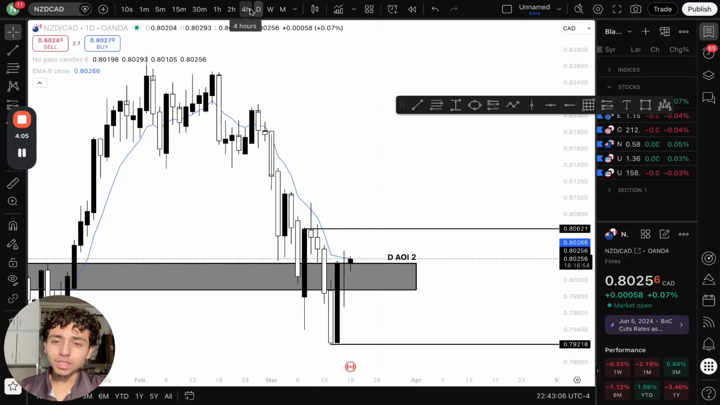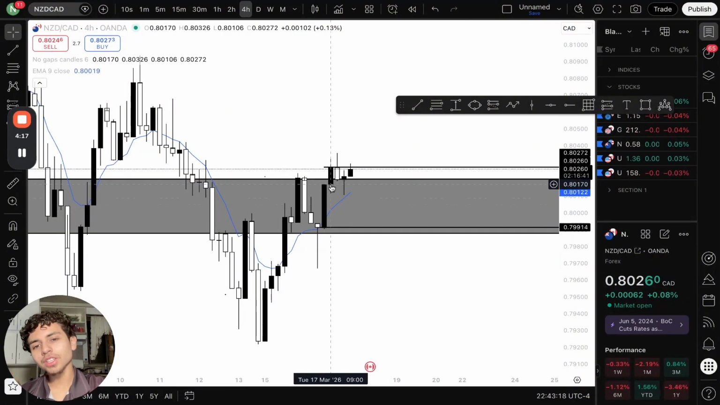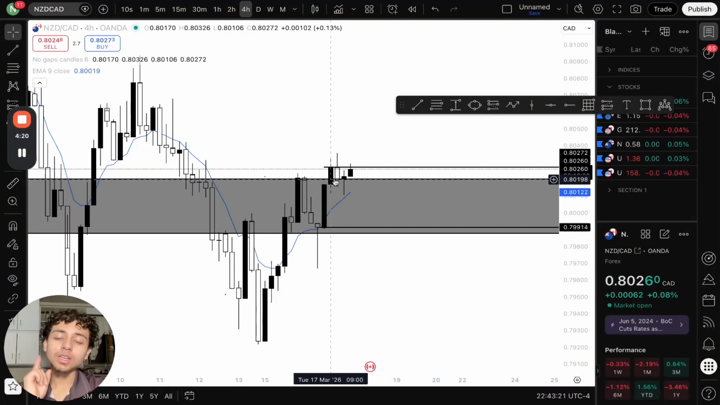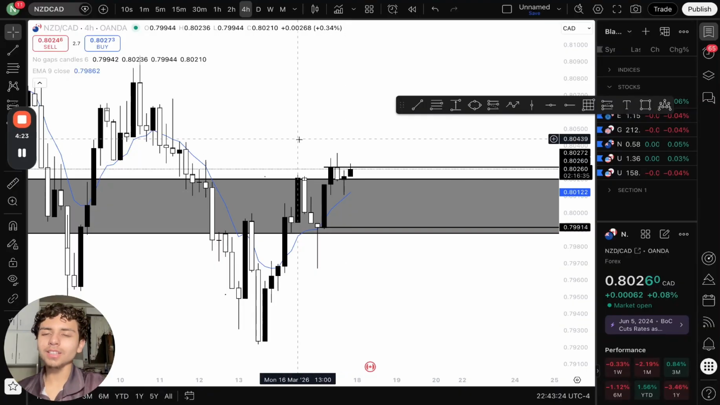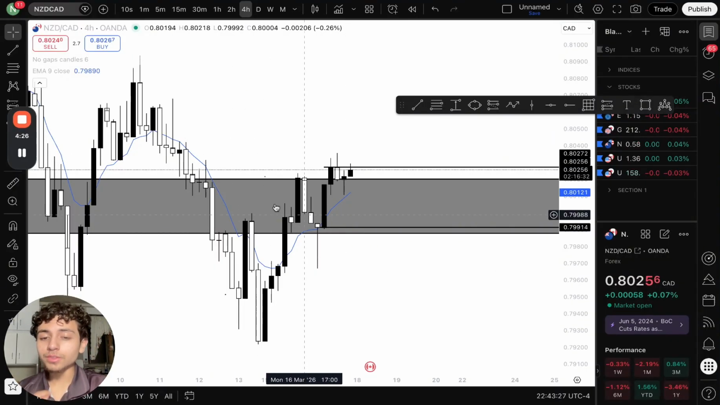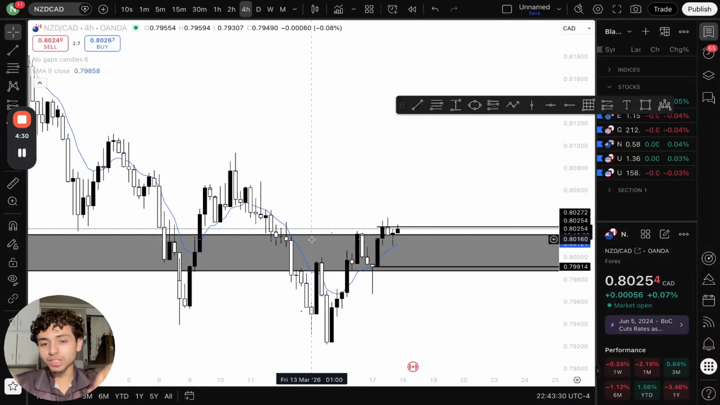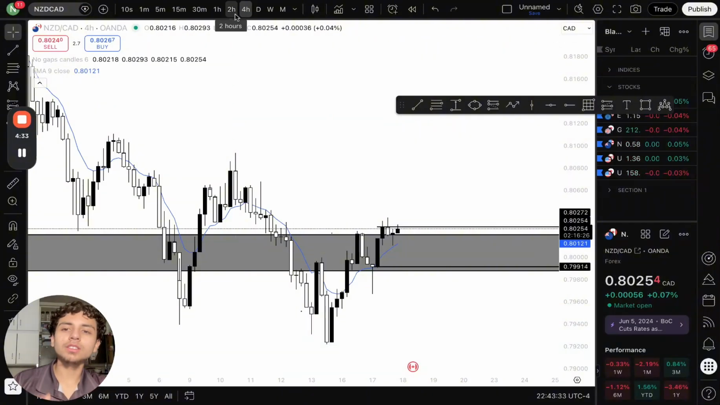But now I need to find a confirmation candle, which is a candle that goes up and keeps going up. I try to find that on the 4 hour. So right here, this was a confirmation candle that went up. And now that I see a confirmation candle, I need to find a retracement to the area of interest to see if this market will respect it. With that, I will find it on the 2 hour.